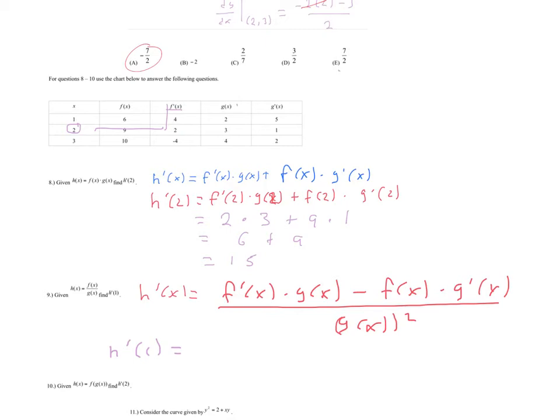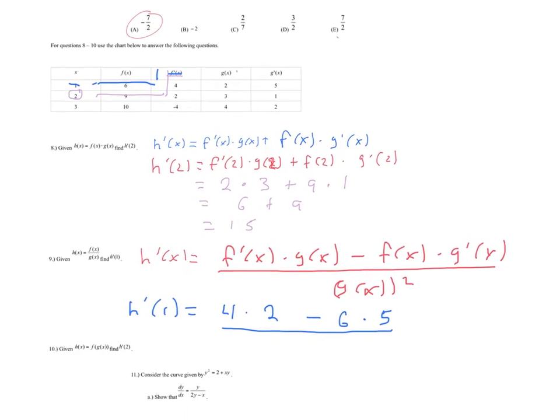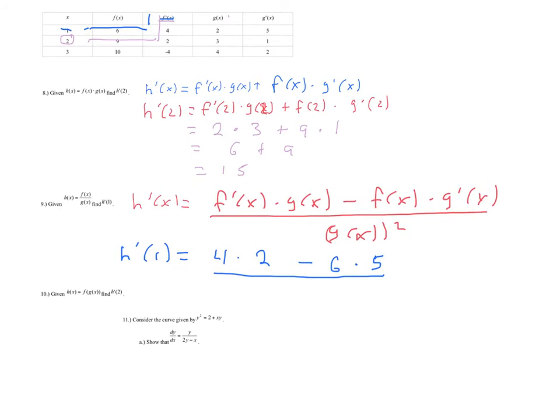So the derivative of f when x is equal to 1, follow this over, is 4, times the value of g at 1, which is 2, minus the value of f at 1, which is 6, times the derivative of g at 1, which is 5, all over the value of g at 1 squared.